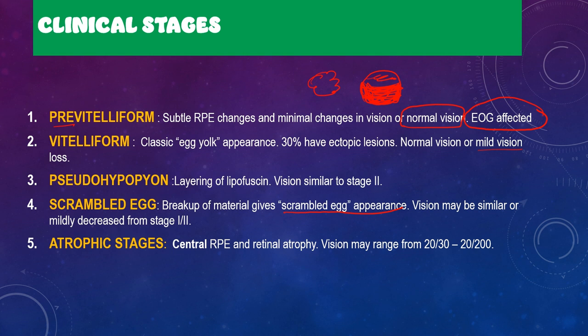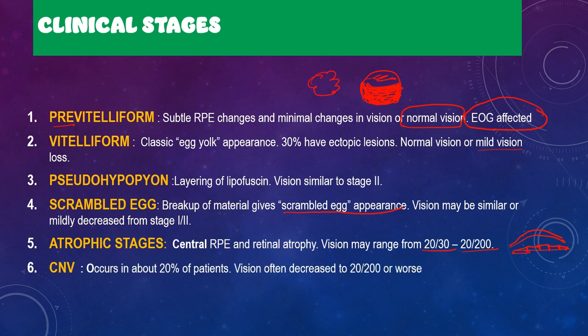Now all the vitelliform material is going to start getting resorbed, and what will now set in is the RPE and the retinal atrophy. So your retinal pigment epithelium, which is present behind the vitelliform material, will start to get atrophied. Similarly, your neurosensory retina, you have the outer nuclear layers, so that will also start getting atrophy. Now as the atrophy sets in, obviously your vision is going to start getting affected. So vision will now range from 20/30 to 20/200.